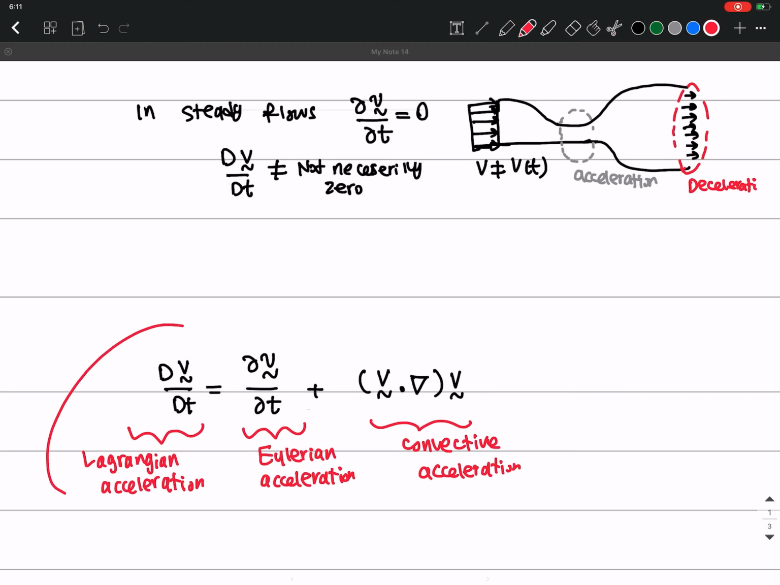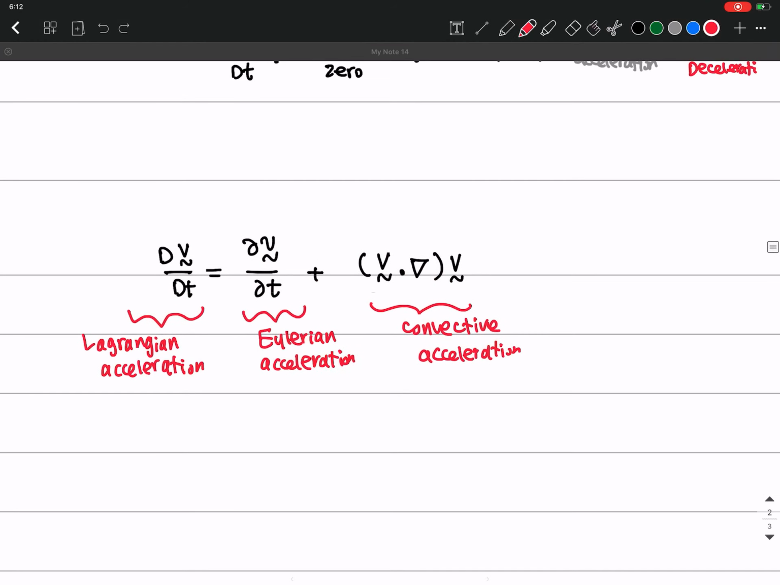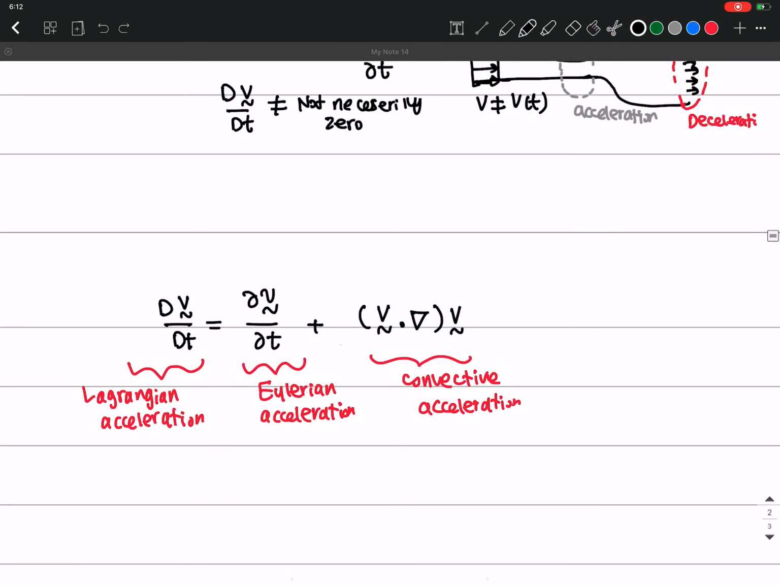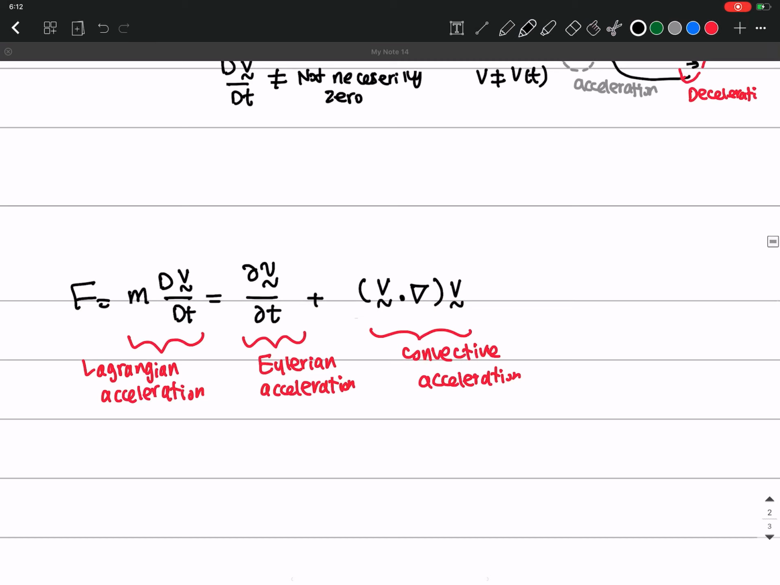So this is what you have usually done in your physics. So this is, for example, it's going to be your acceleration. So if you multiply it by m, then you are going to get the force, right? This is what you have in Newtonian physics. If you multiply this by mass, you are going to get the force on that fluid particle.